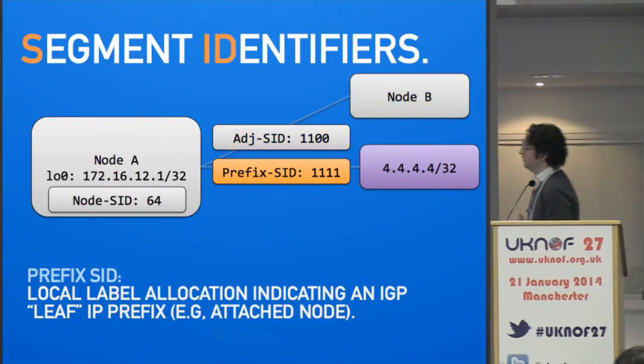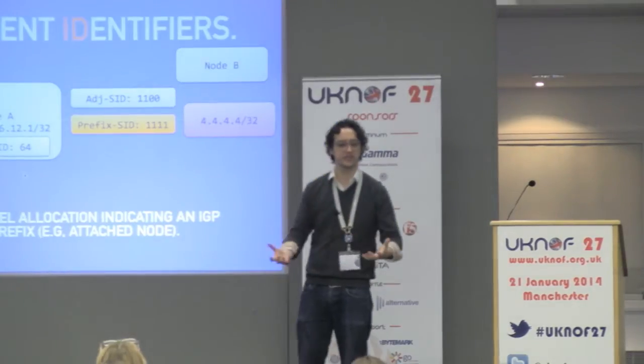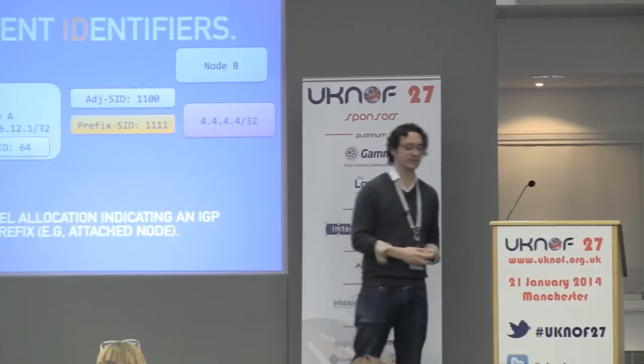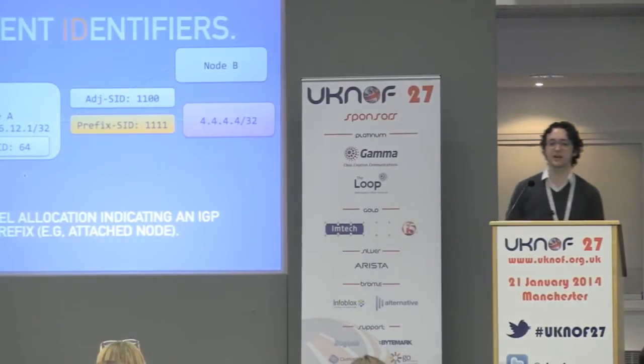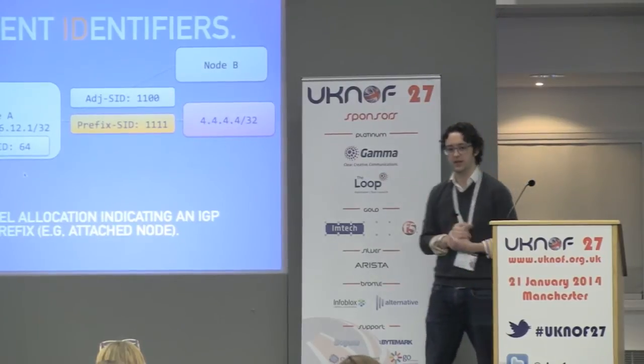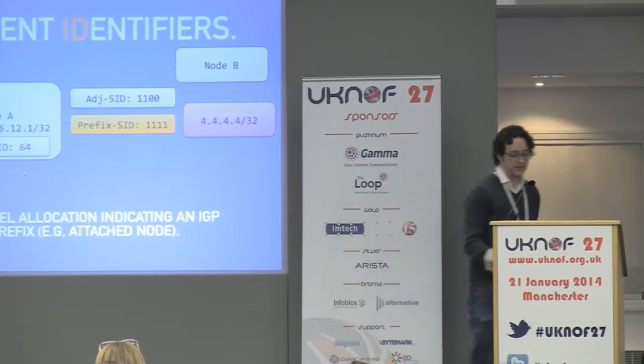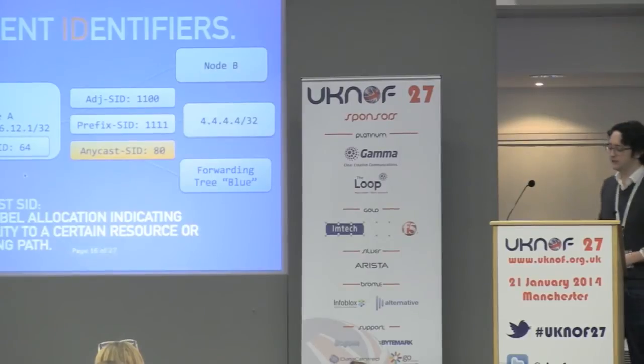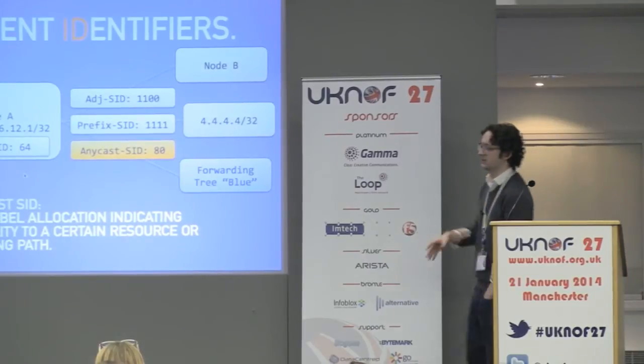The third type that I'll talk to is a prefix SID, which is just as I said before. It's something that's in the IGP topology that we assign a label towards, but the device isn't necessarily going to allocate it itself. So if you imagine it's a leaf prefix in the IGP, it might be a management station, it might be some other node.